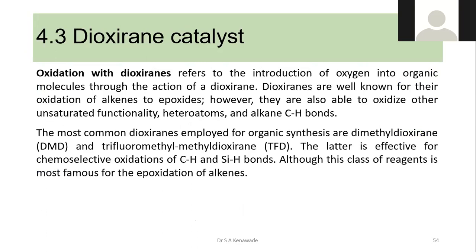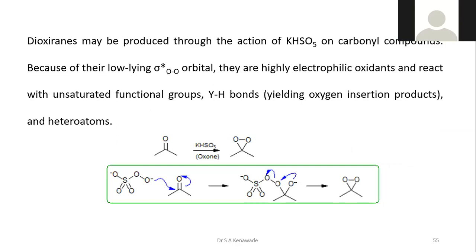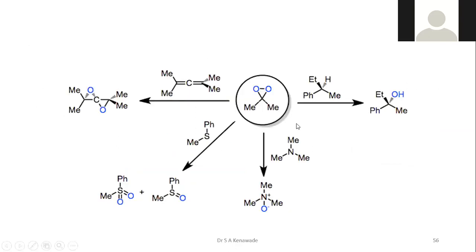Dioxirane catalyst. Oxidation with dioxirane refers to introduction of oxygen into an organic molecule through the action of dioxirane. Dioxirane is a highly unstable compound, and dioxirane loses one of its oxygens to the carbon-carbon double bond. Then the epoxide formation takes place. How? If you can see the example. Firstly, we have to synthesize dioxirane. To synthesize dioxirane, we must require a carbonyl group, ketonic group. When the ketonic group reacts with KHSO5, that is oxone, it produces dioxirane. And dioxirane is highly unstable, meaning it will react with any carbon-carbon double bond, then it will form the epoxide. Here is the carbon-carbon double bond, then oxygen transfer will occur to form epoxide.